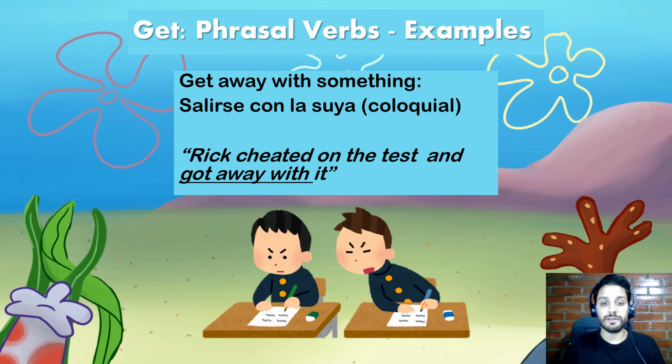Nobody knew. Nadie supo. So that means to get away with something, okay? That can mean salirse con la suya for something illegal or dishonest, something that is considered not correct. So that is to get away with something.